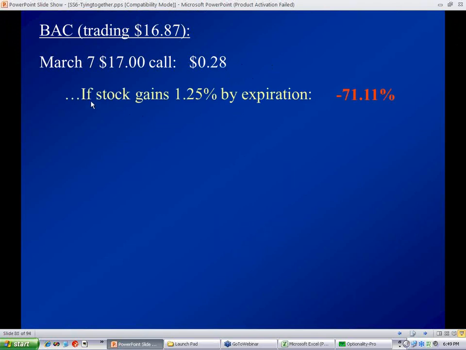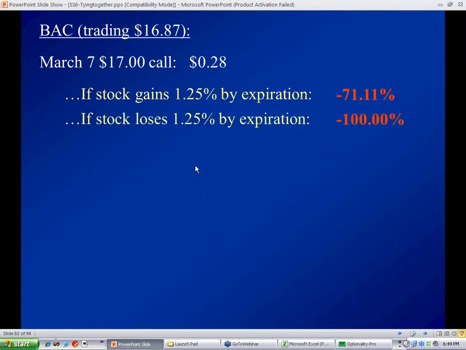Here's the deal. If the stock gains 1.25% by expiration day, with this option you will lose 71% of your option. That's right. The stock gains 1.25% by expiration, you will lose 71% if you bought those options. If the stock loses 1.25% by expiration, you lose 100% of your option. Why does this even mean anything? Well, it's because of this.